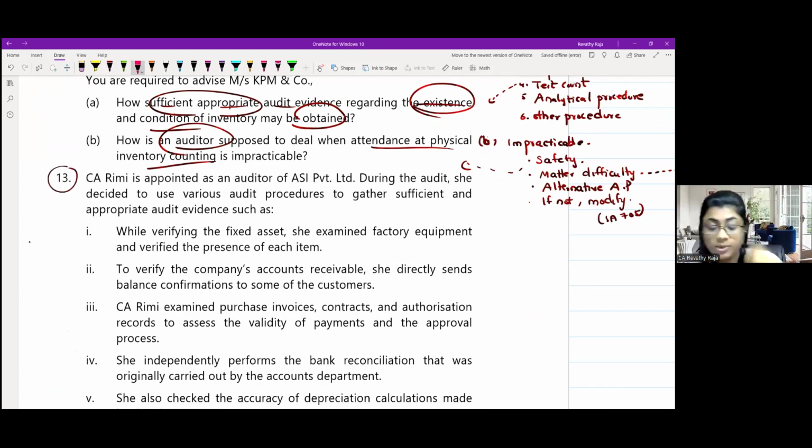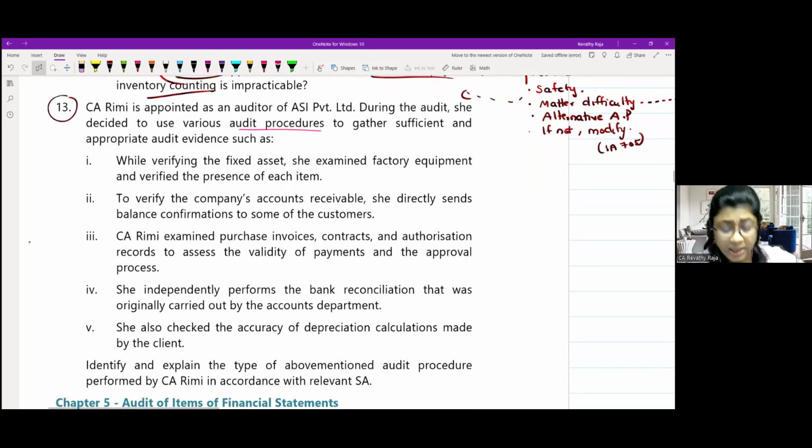It's a very easy question. CA Remy is appointed as an auditor of ASI Private Limited. During the audit, she decided to use various procedures to gather evidence. Now, identify and explain the type of above mentioned procedure in accordance with the relevant SA. Say audit procedure. Which SA actually? Inquiry, inspection, those techniques.